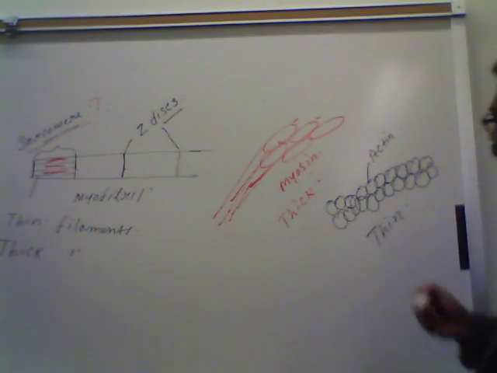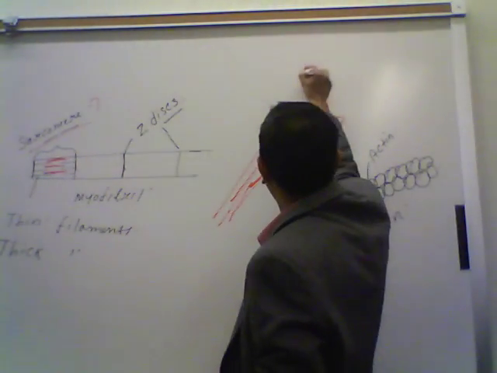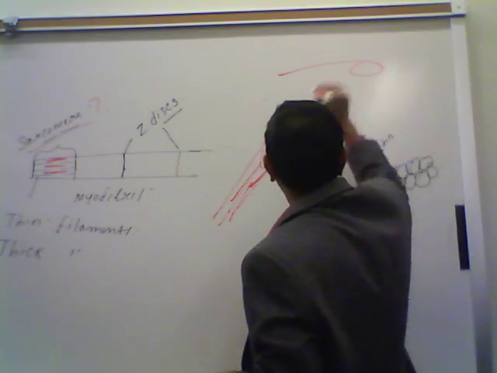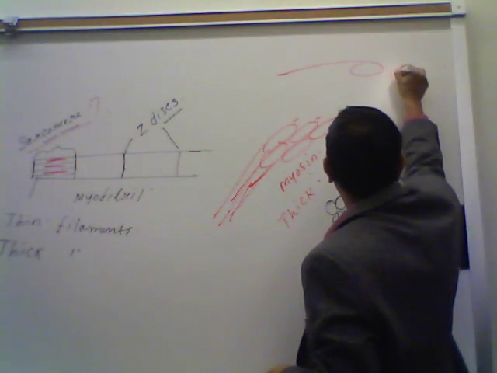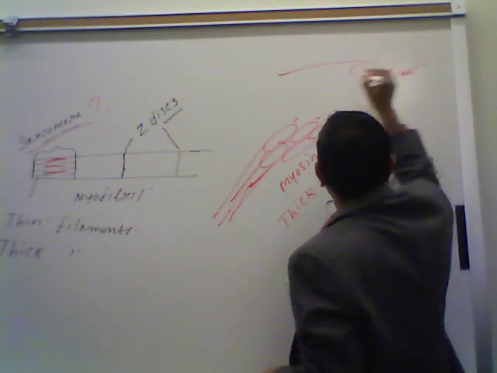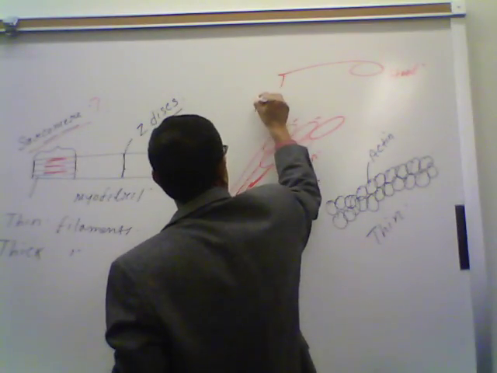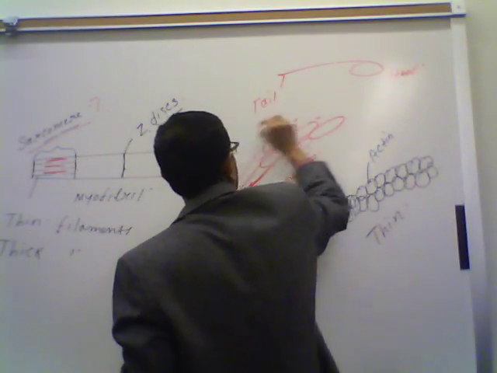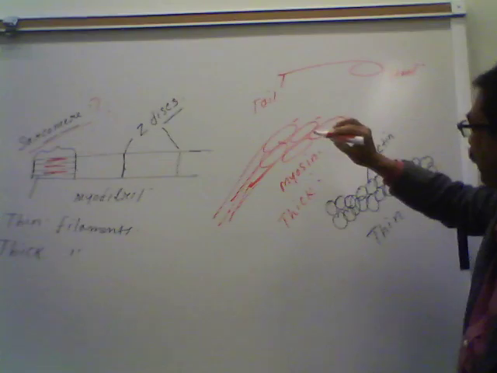Now, if you see a myosin, it is like this. This is the myosin. It has a head part and a tail part. So myosin has a head and a tail.